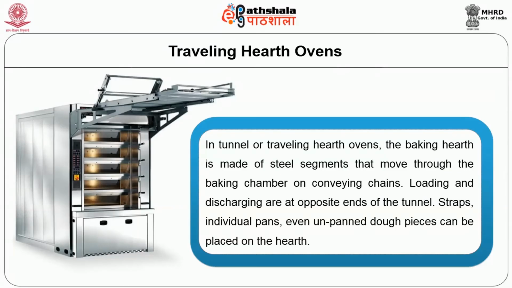In tunnel or travelling hearth ovens, the baking hearth is made of steel segments that move through the baking chamber on conveying chains. Loading and discharging are at opposite ends of the tunnel. Straps, individual pans, and even unpanned dough pieces can be placed on the hearth. Because the baking surface is not divided into relatively small components as in the travelling tray oven, it is more flexible in the size of the pans it can accept and is often more efficient in capacity, especially where several sizes of straps are utilized.